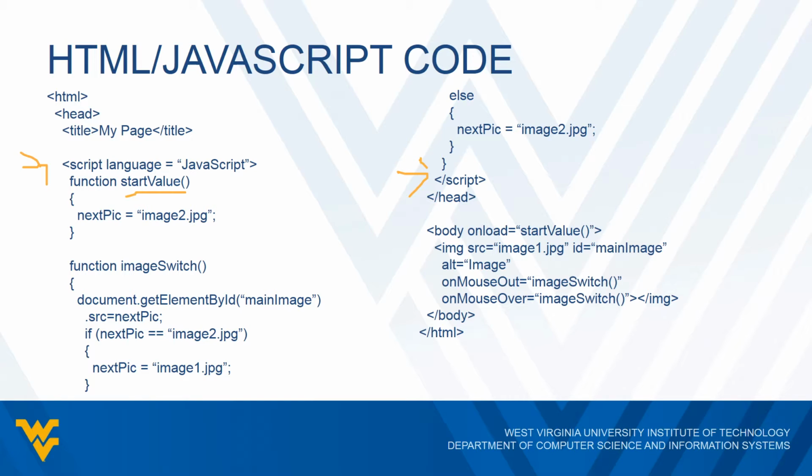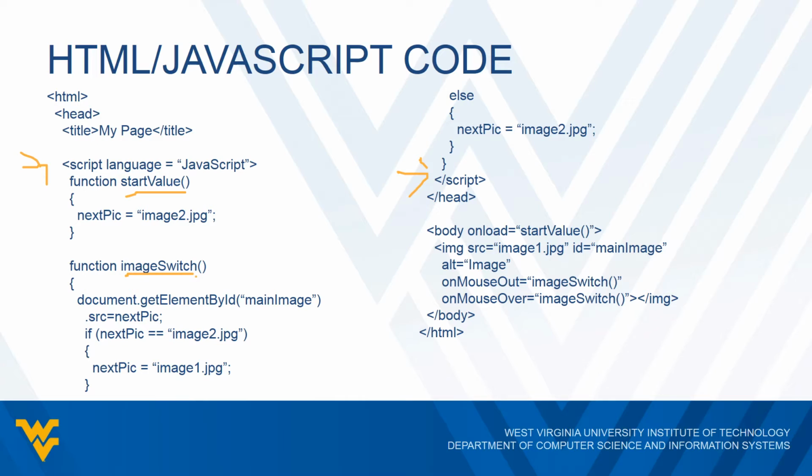Below it, we have another function called ImageSwitch. This function takes care of how we change the image whenever we hover the mouse over it. We get the element by ID, so document.getElementById would be the image, and then .src, which is our source, is set to the nextPic value. Then we check to see if nextPic is image2, and we would change it to image1. Otherwise, if it's image1, we would set it to image2.